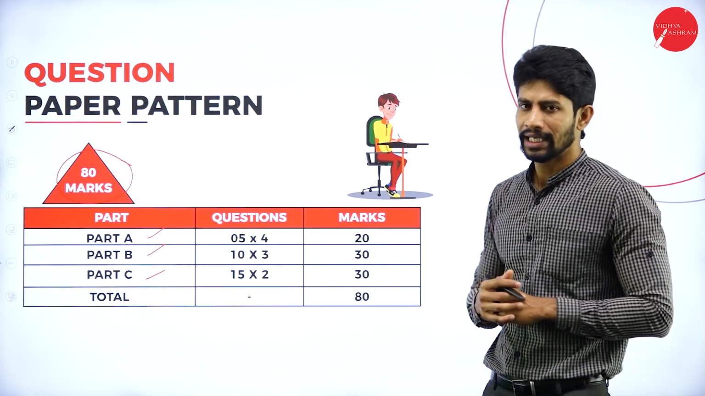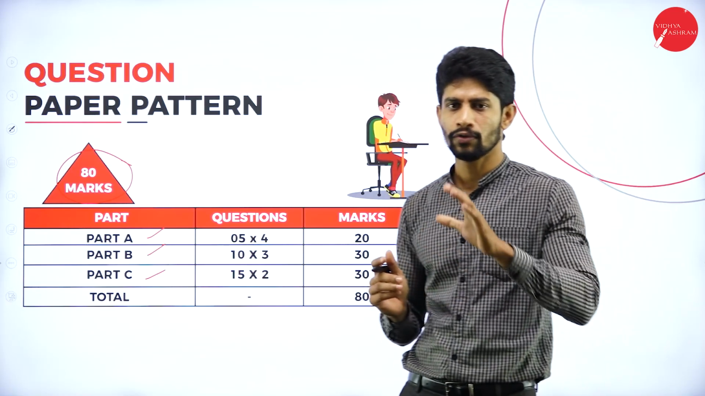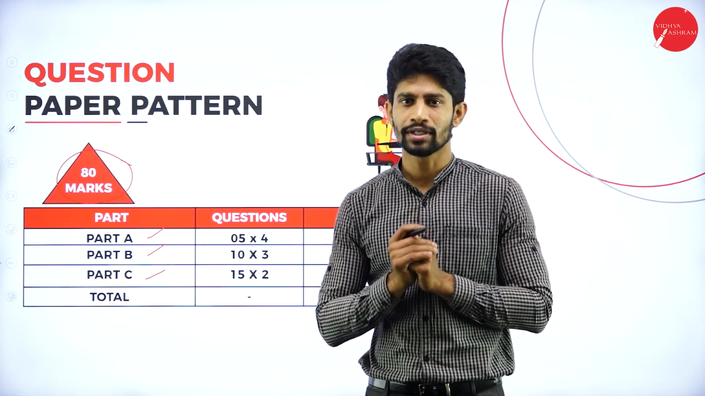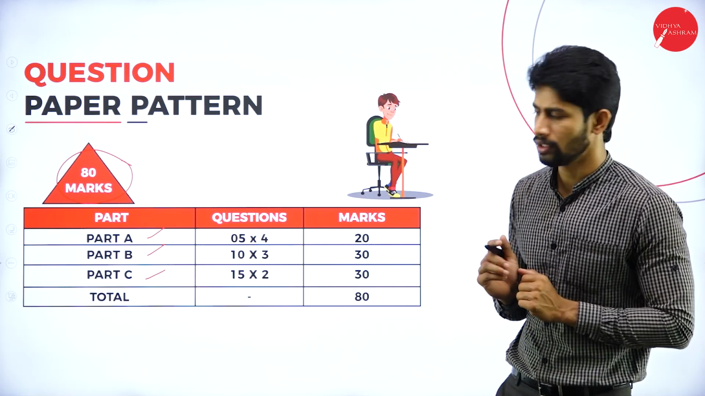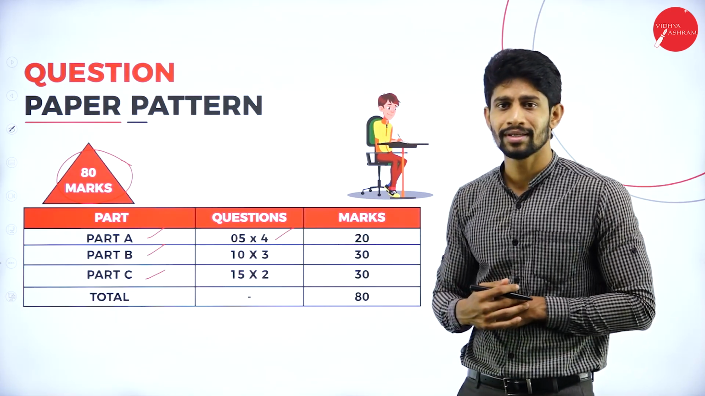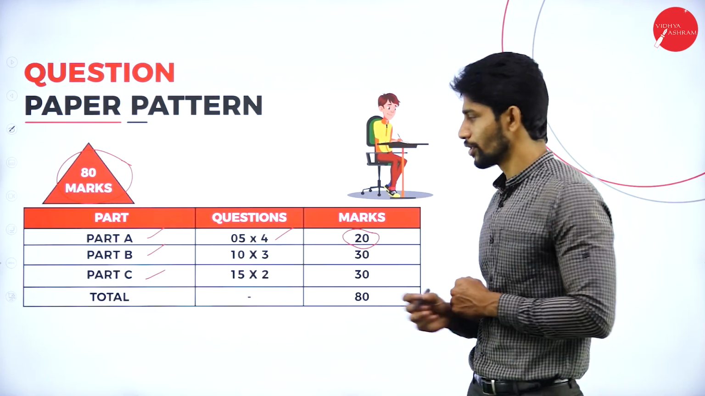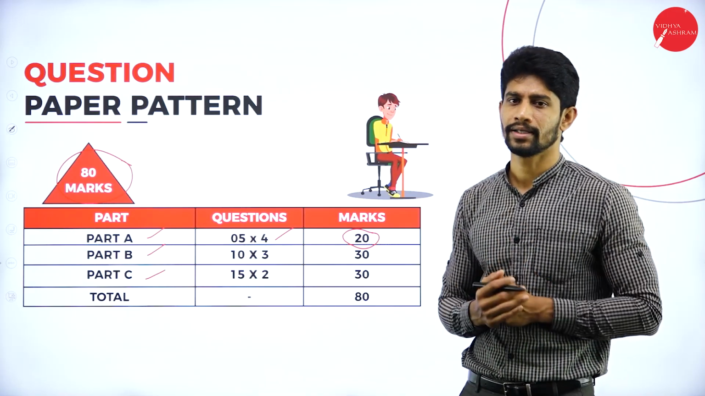In Part A, you will be asked 4 questions. Each question carries 5 marks. So you will be answering 4 questions, each carrying 5 marks, and in total you will be answering for 20 marks in Part A.